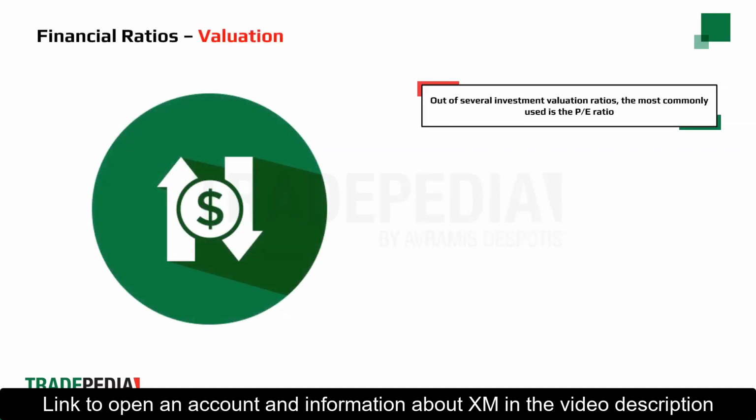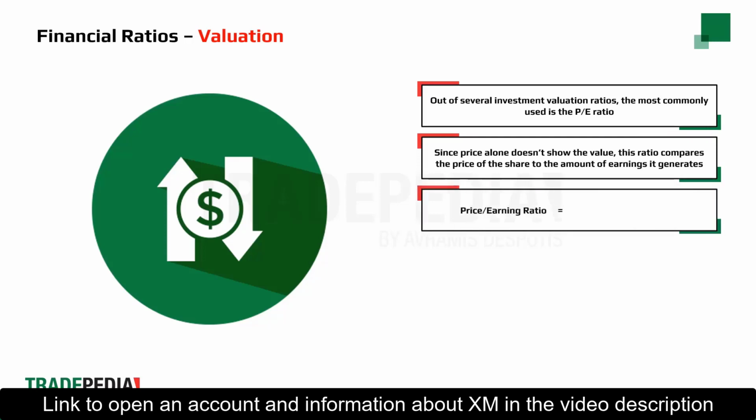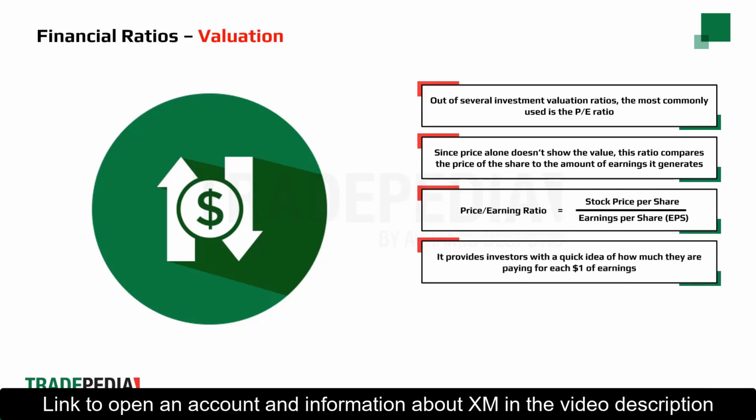On the valuation side, out of several investment valuation ratios, the most commonly used is the P/E ratio. Since the price alone doesn't show the value, this ratio compares the price of the company's share to the amount of earnings it generates. This ratio is calculated by dividing the price per share by the earning generated per share. It provides investors with a quick idea of how much they are paying for each $1 of earnings.